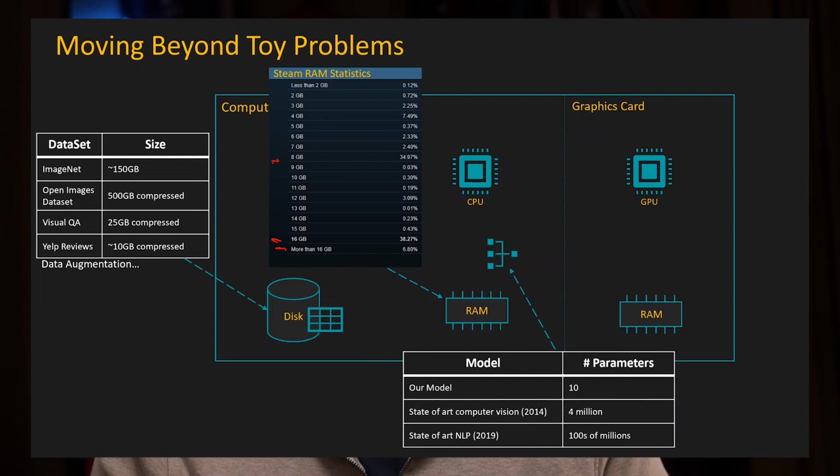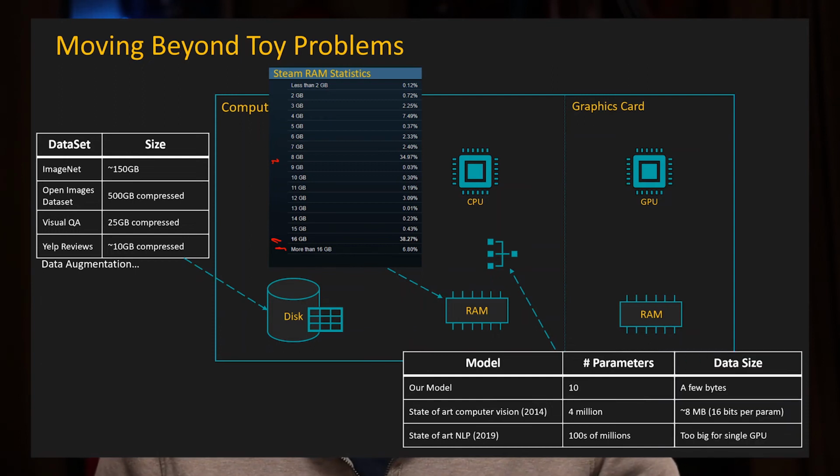These things are only going to get larger. And what it comes down to is that you really can't fit the data you want to train on and the model you want to train into the GPU's RAM at the same time. So you're going to have to do something about it.